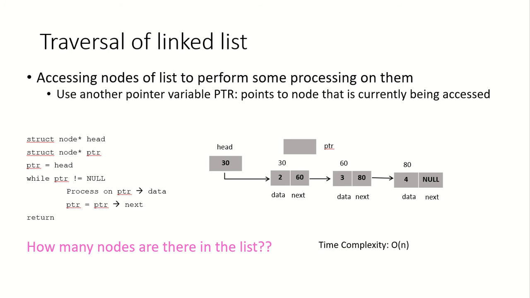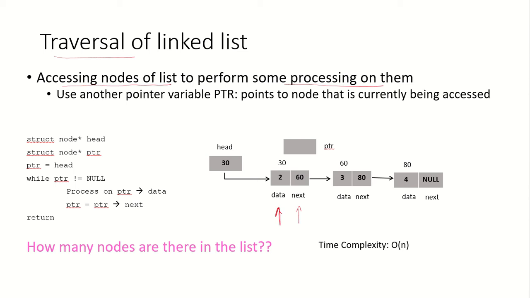Suppose we want to visit each and every node in the linked list to perform some task on the data which is contained in the linked list. We know that each node consists of a data part and a pointer to the next node. This visiting of each node could be because we want to print the data elements, or it could be performing some other operation as well. So accessing each node of the list to perform some processing on them is referred to as the traversal of a linked list.